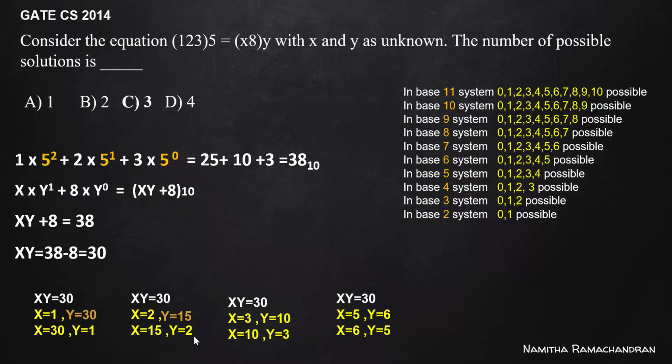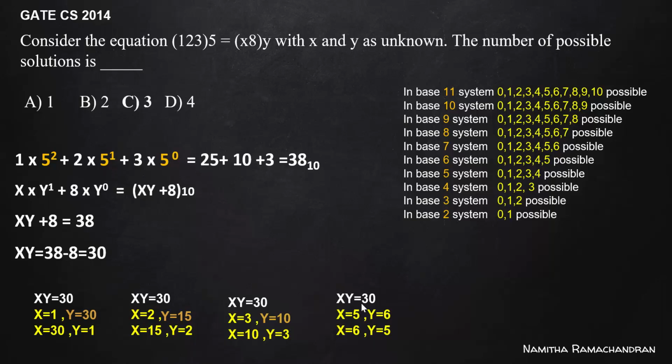In base 2 system, the symbol 8 is not present. So this is not a valid combination here. And again here y equal to 10, 10 is greater than 9. So this is again a valid combination, x equal to 3, y equal to 10. And here y is 3, 3 is less than 9. In base 3 system, the symbol 8 is not present. So this particular combination is not valid here, but this one is valid.